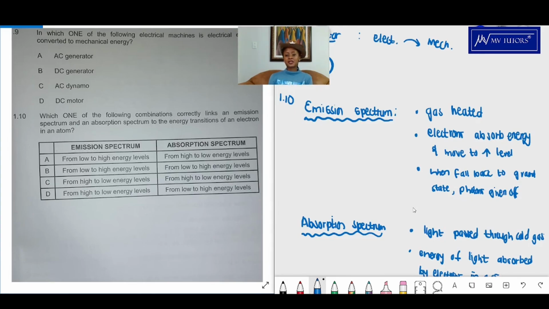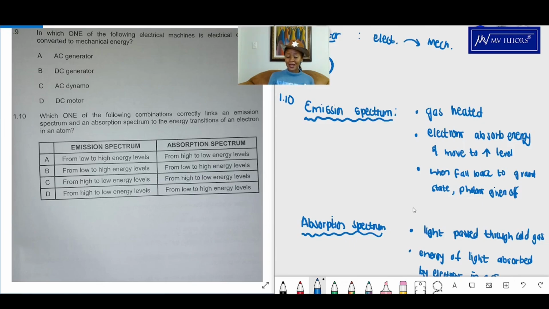So what happens during an emission spectrum? Basically the gas is heated first of all, and then the electrons absorb that energy. When they do so, they go from the ground state and start moving to higher energy levels. It's not a permanent thing; they will go down eventually. When they fall back to the ground state, photons are given off. If you shine that light through a glass prism, you will start seeing the emission spectrum. So with the emission spectrum, the electrons move from a higher energy level to a lower one. If we look at our options, we are left with C and D.